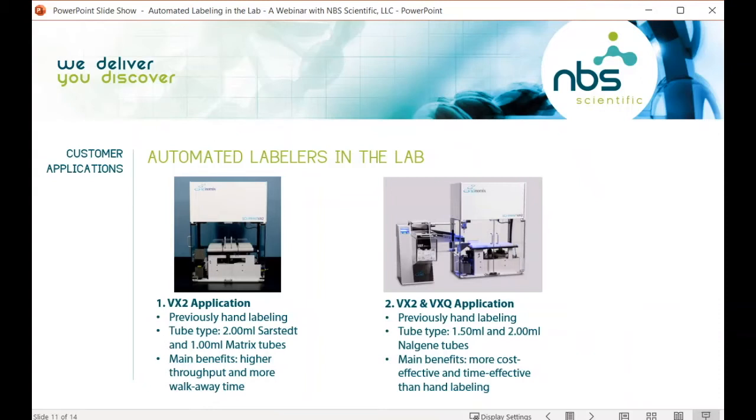And then they have the VX2 apply a label and then scan to confirm that the correct label was applied to the tube. And then after labeling is complete, some of their tubes go into storage, and then some of their other samples are used for immediate analysis. So this customer does multiple runs a day, and they even do runs overnight. And the biggest benefit for them was the increased throughput and also the increased walkaway time.